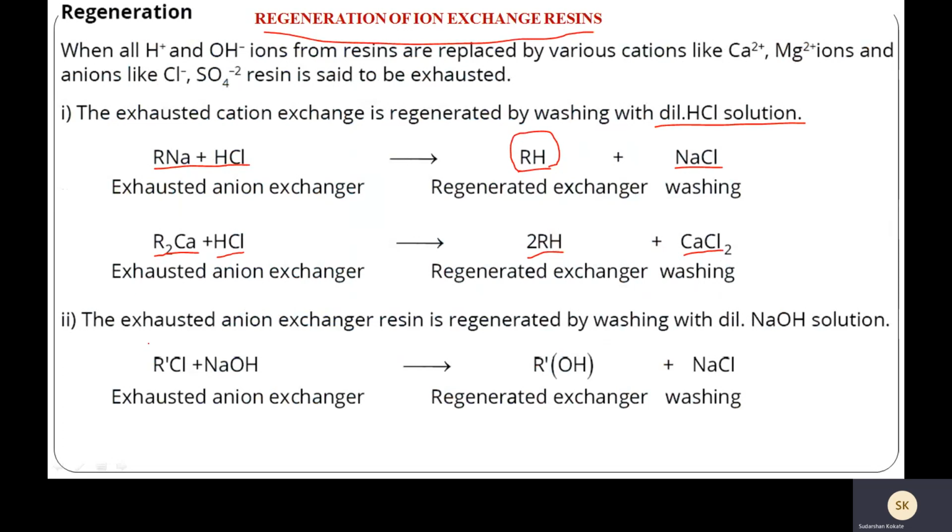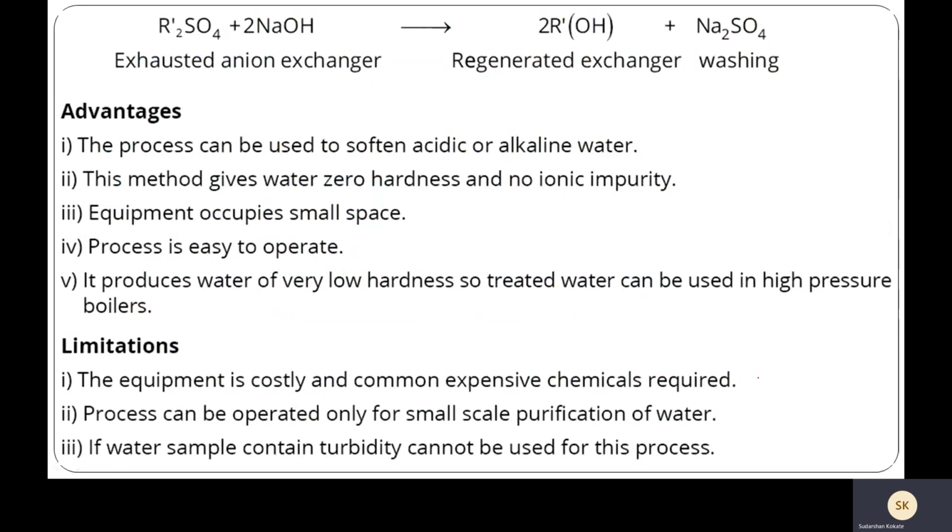Then, for regeneration of the anion exchanger resin, backwash with sodium hydroxide. So R'Cl plus NaOH forms R'OH plus NaCl, right? In this way, the anion exchanger chamber can be regenerated. Again, another example is R'2SO4 plus 2NaOH, which forms 2R'OH plus Na2SO4. So this is the regeneration reaction.